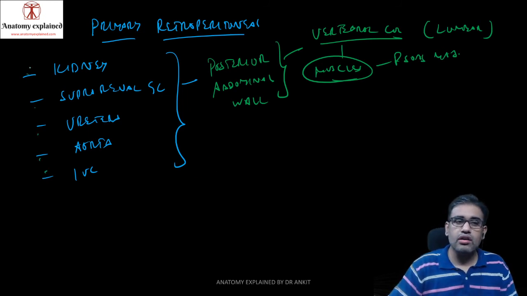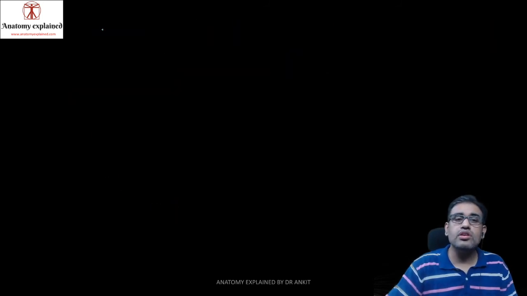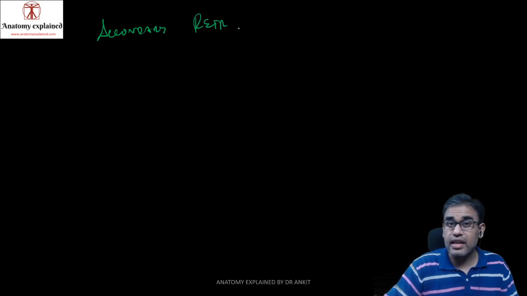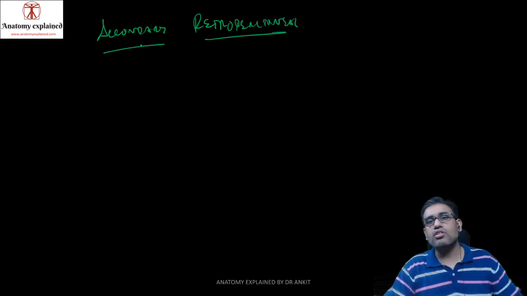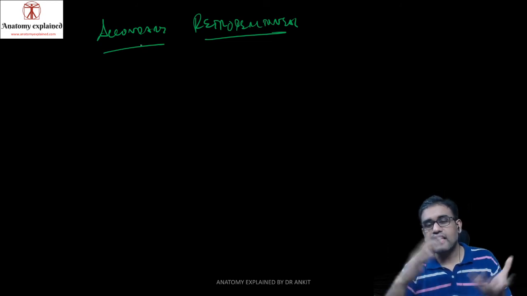Which organs will be lying in front of them? Those are going to be your secondary retroperitoneal organs, which were intraperitoneal to start with, but somehow fell down to a side. Why are they falling down? Because of the whole midgut rotation, the foregut rotation, the whole increase in the length of the intestine.